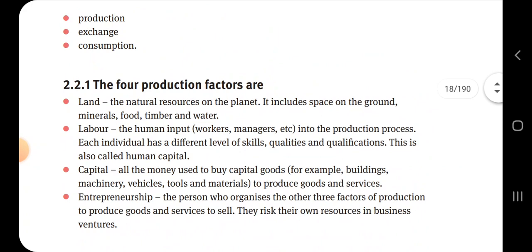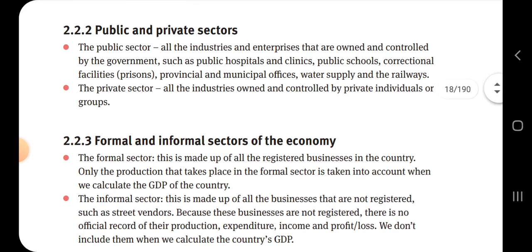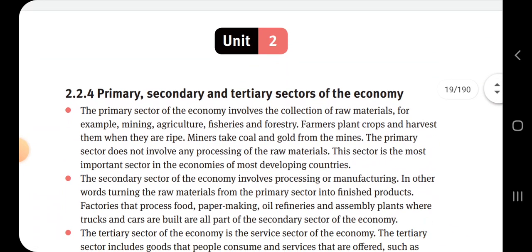And then we also have the public sector. We have the private sector and the public sector. The public sector is the government, and the private sector is private individuals who have their own businesses. Formal and informal sector. The formal sector is made up of all the registered businesses. That is the formal sector. The informal sector is made up of businesses that are not registered, such as street vendors.